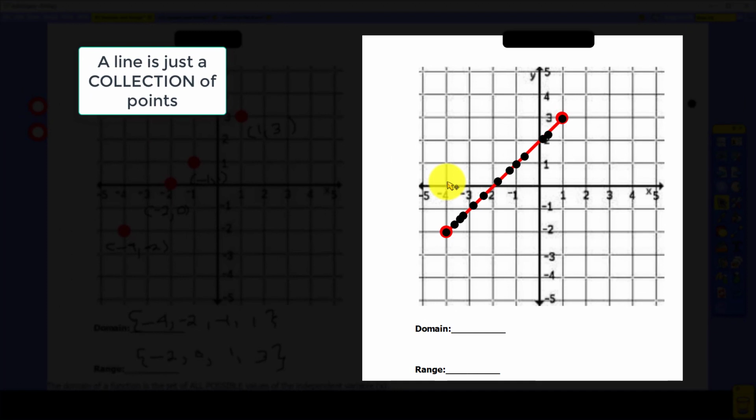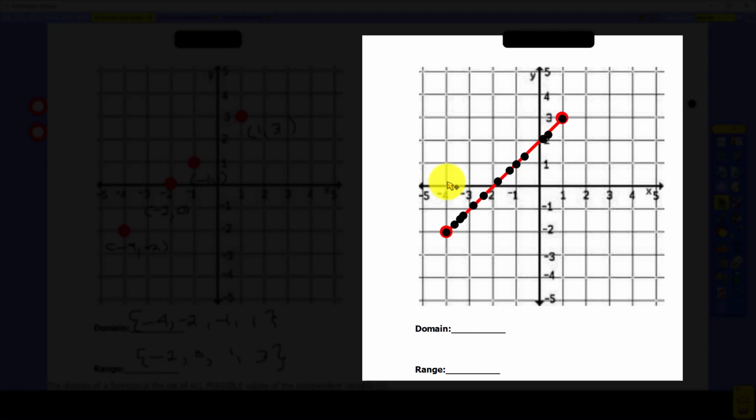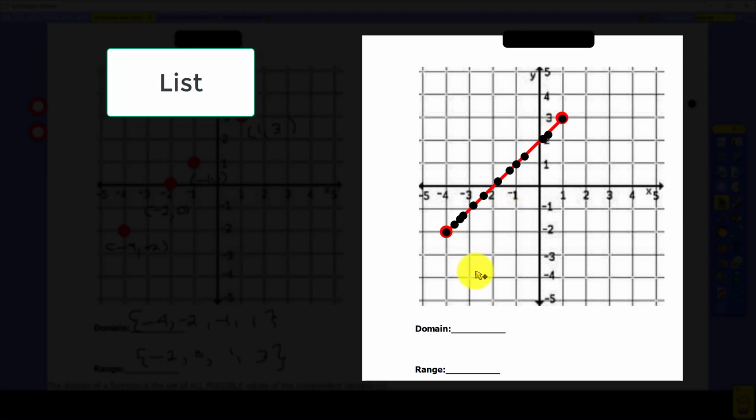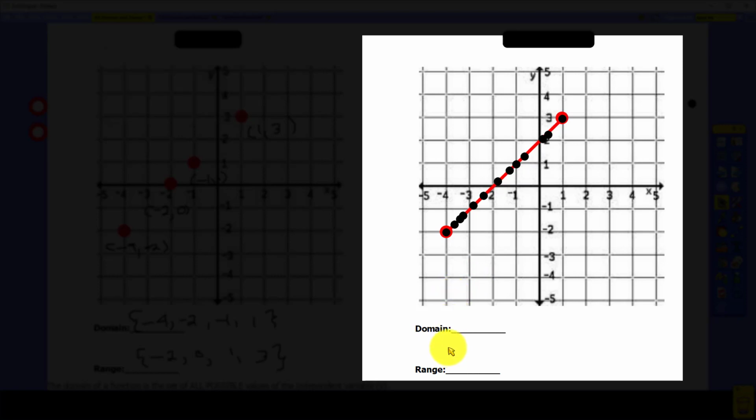Alright? So if the domain is a set of all possible x values, and we have a lot of points, there's no way that we can list all the x values. So how are we going to find the domain and the range? Well, the best way is to use our set notation, and we are going to describe what these x values are for the domain and what the y values are for the range.